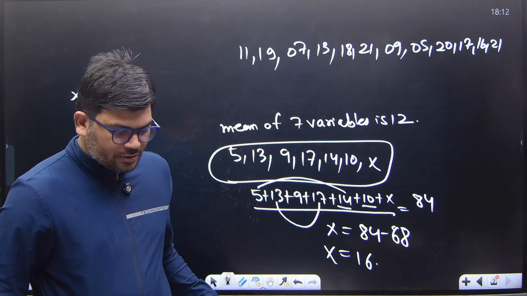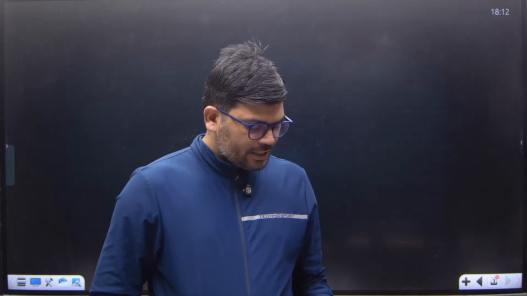Now next question. Example 3. The mean height of 8 students is 152 centimeter. Okay? What is the mean height of 8 students? 152 centimeter. Two more students of height 143 and 156 join the group.